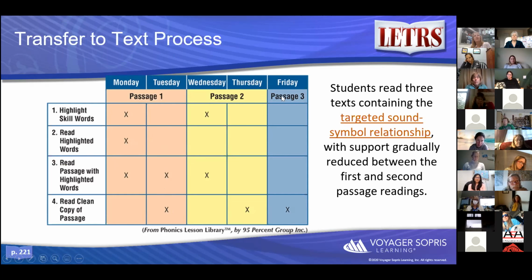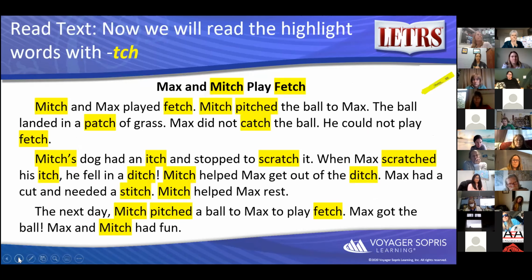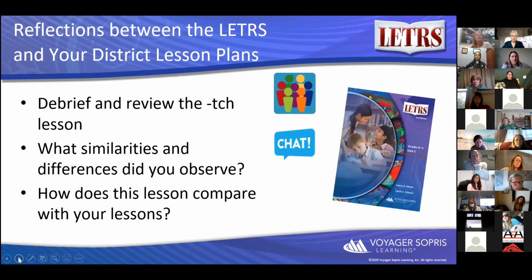Here, they're saying passage 2 and 3, they're different passages with TCH. So that begs the question of where am I getting that from? So, building our library of decodable texts to see if we have that. But in either case, you're starting with the words, reading those words, then reading the passage with the highlighted words, then fading out those highlights. Okay.